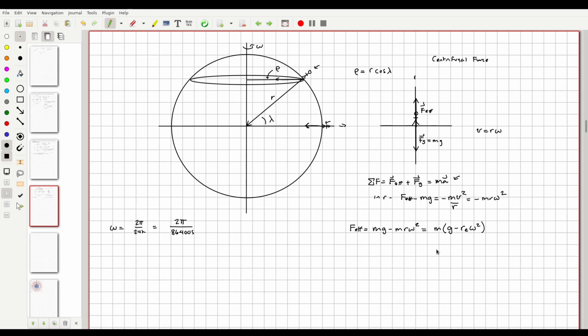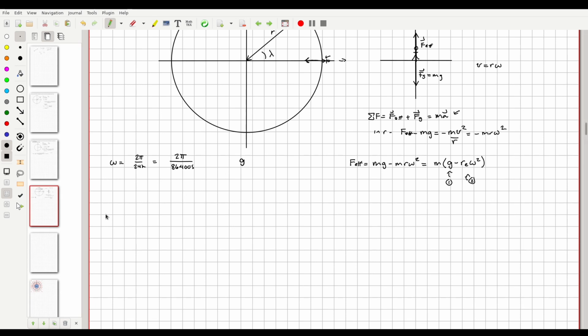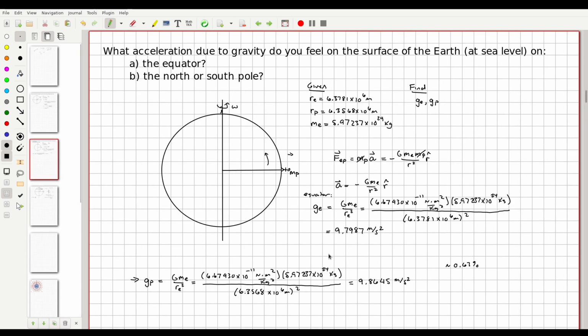Okay. Now, what I'm going to do is call this first term right here, from the acceleration standpoint, 1. And I'm going to call this one right here 2. And I want to calculate them separately. I mean, we already know what g is. In fact, we could go over here and take a look at what the acceleration due to gravity at the equator is. It's this number right here. So why don't we just snag that?